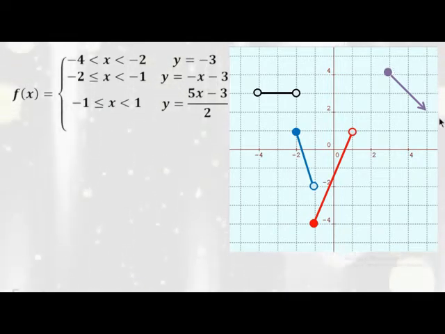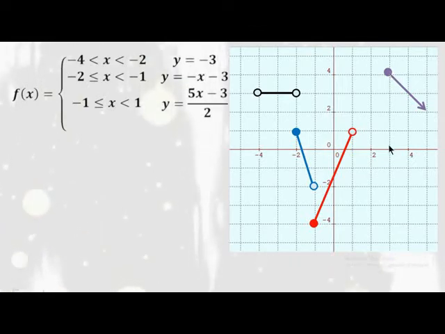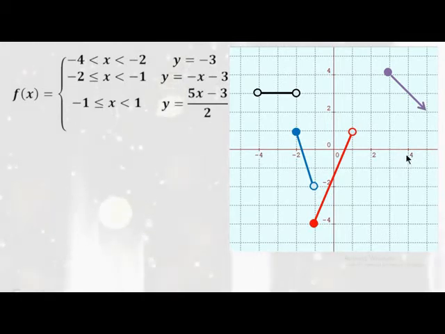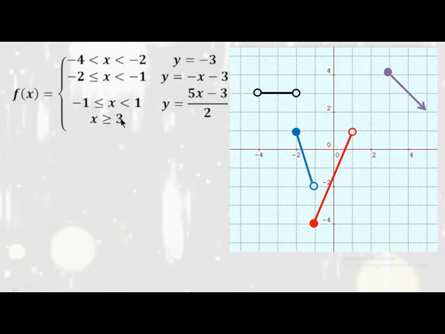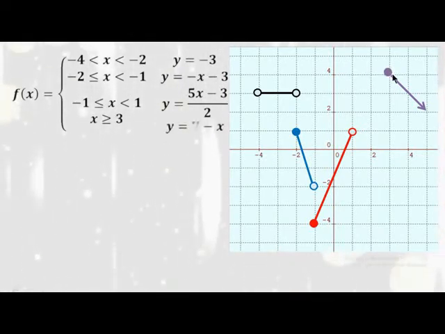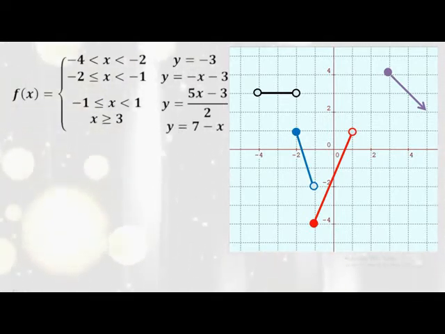Next, how about this line? This is an arrow, which means this line doesn't stop here. This is infinite. The domain starts from 3 and all the numbers greater than that. But this is filled, so the domain is x greater than or equal to 3. We're using equal because this is a filled dot. The equation is y equals 7 minus x. And remember, use the formula that I have told you before.